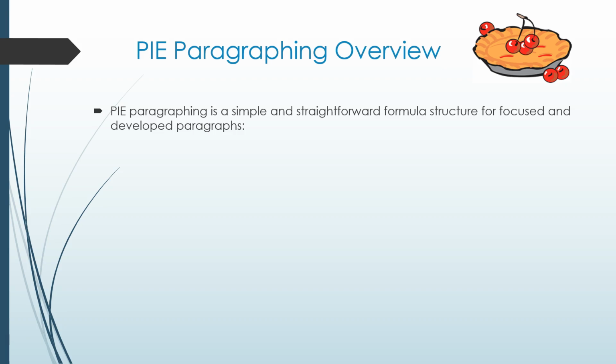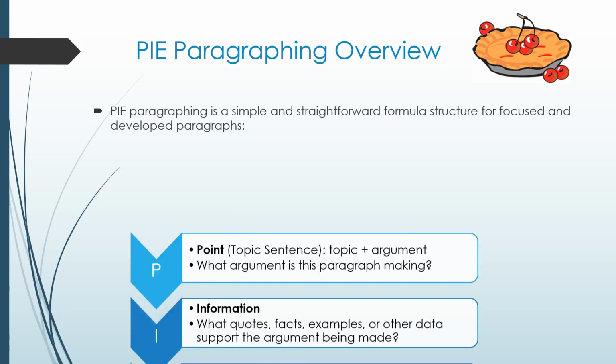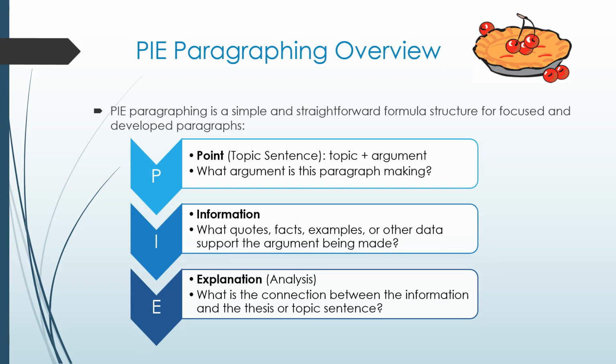I highly recommend this method as an easy way to make sure you're writing fully developed paragraphs with good flow and structure. PIE is an acronym, with each letter standing for one part of a complete paragraph. The first letter is P, which stands for the point. This is the topic sentence. What's the point or argument that the paragraph is trying to prove? This question should be answered in the first sentence.